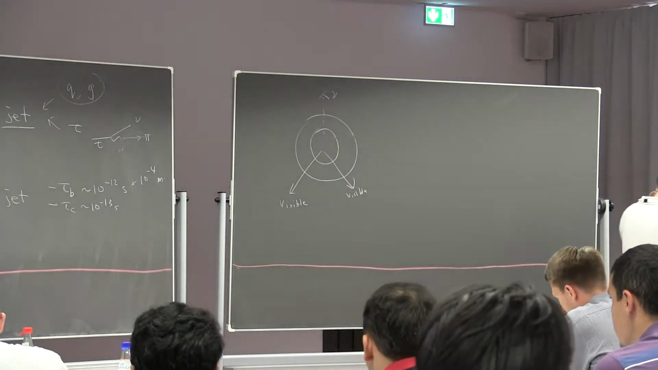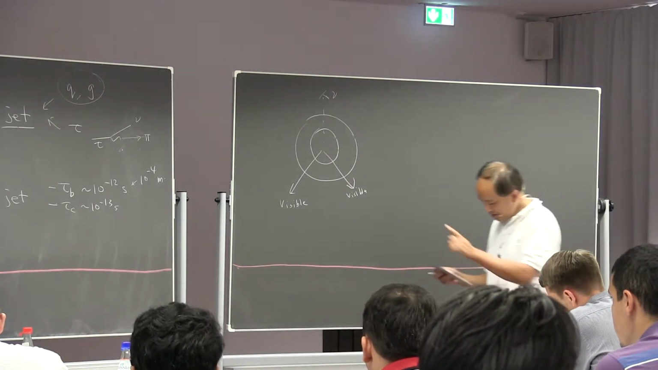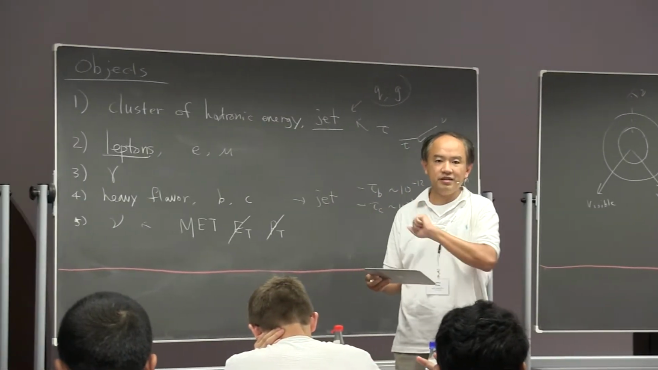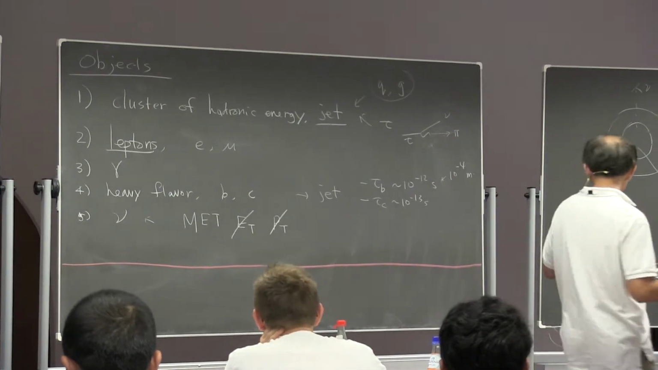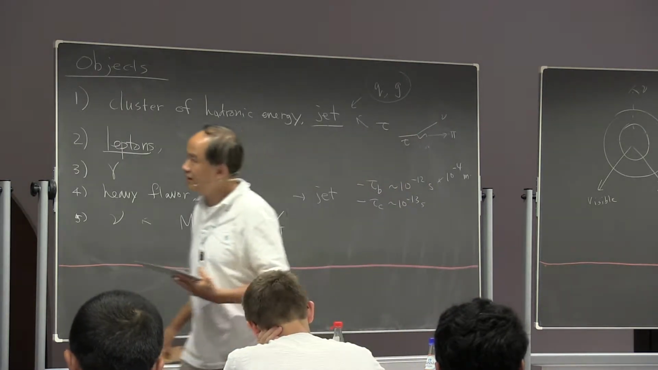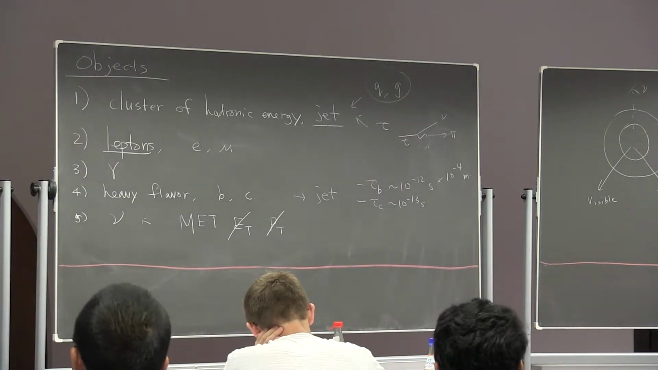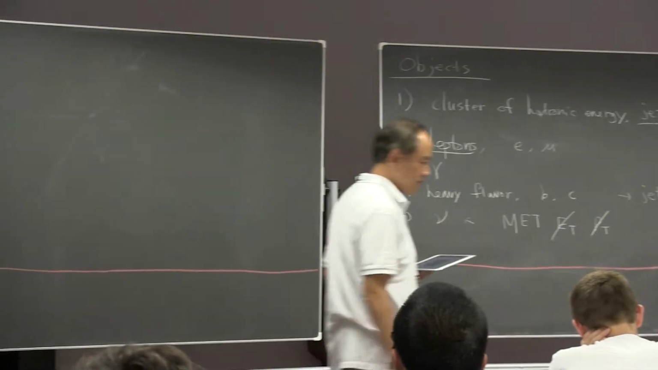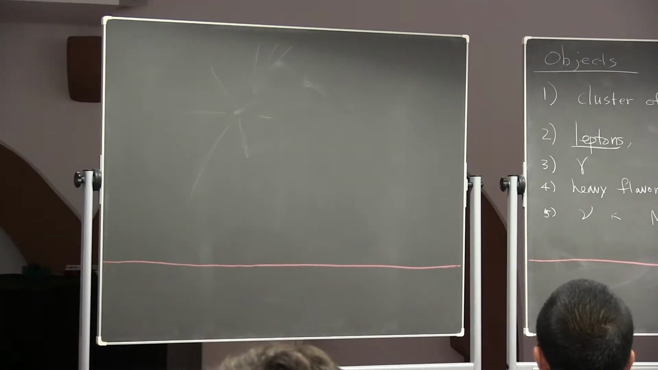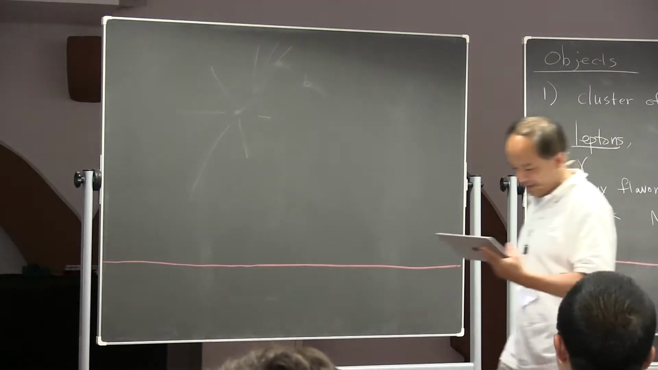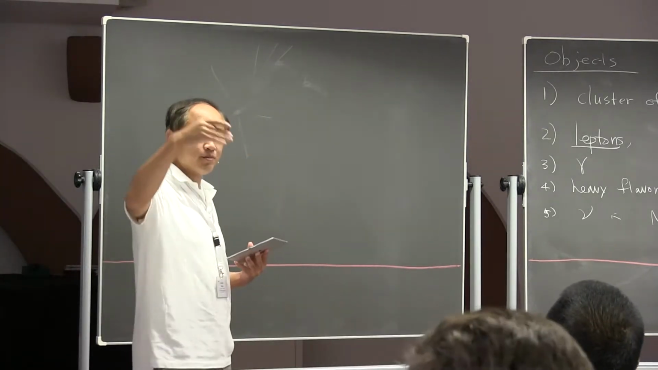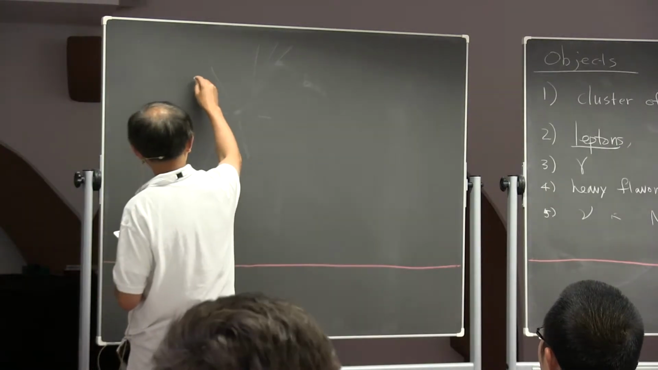Okay, so these are the objects. But since we're talking about objects, let's go over very quickly how we actually identify them. Again, this is not an experimental lecture, so I'm going to be very sketchy about these. How do we actually do particle ID with the detectors? I'm going to draw a super cartoon of the detector. Actually, I'm not going to draw a detector at all. I'm just going to show you that a detector has multiple layers, so I'm going to draw some layers.